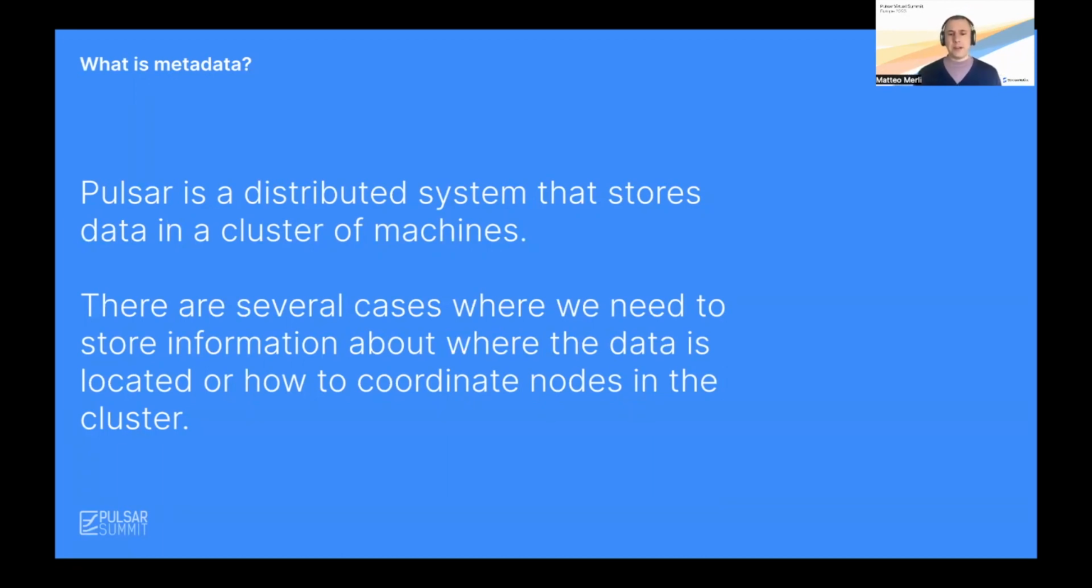And the other part is how to coordinate a cluster of nodes. Again, this requires information to be stored somewhere that is very reliable and accessible, and it also requires propagating information from multiple nodes.